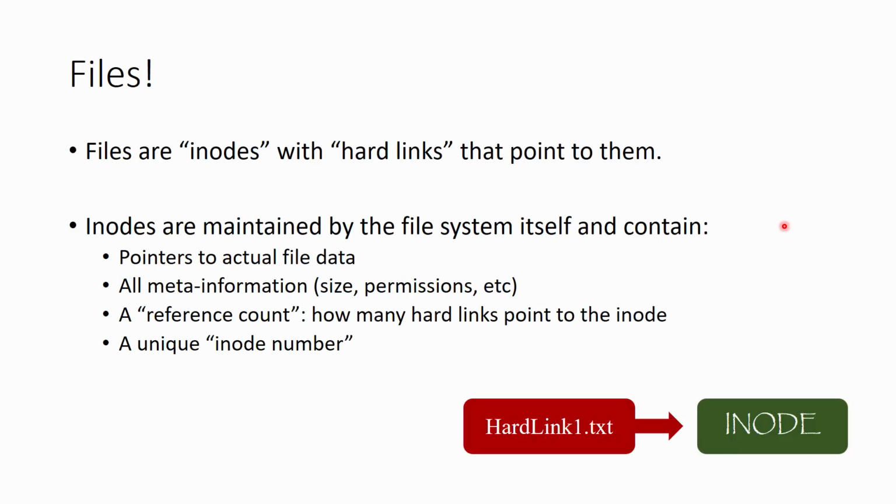So to start off, files on Unix are going to be inodes with hard links that point to them. So that's a couple of new terms for you. An inode is maintained by the file system, and it contains pointers to where the actual file data is located on the drive. The inode also contains the meta information about that file. That's the size, that's the permissions, that's whether or not the sticky bit is set. Those are part of the permission structures. Lots of different interesting things.